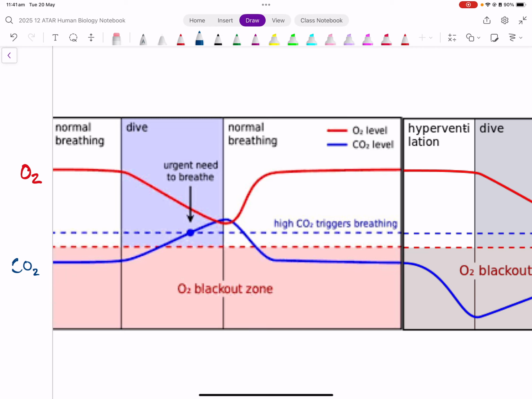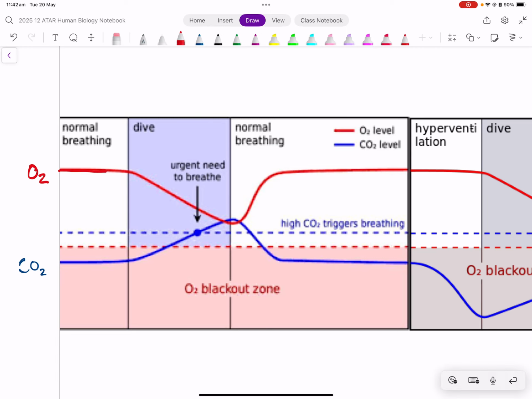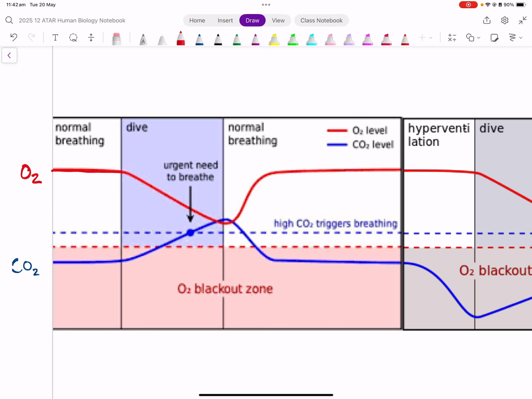carbon dioxide. Now, when we're talking about this red line here, I'll just follow along. We're breathing normally, and then we dive into the water. As we dive into the water, we're moving around, so our oxygen is being used up by our cells in order to go through cellular respiration, and it keeps going down and down and down until eventually we surface, and then our oxygen level comes right back up again and returns to normal.